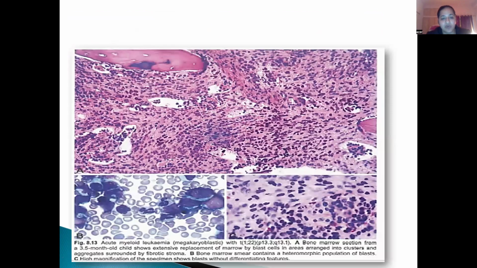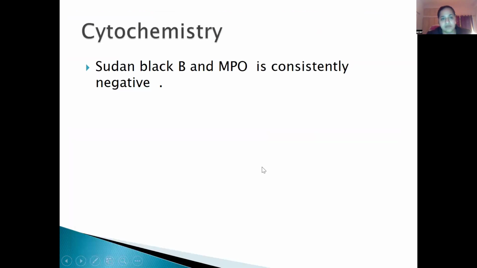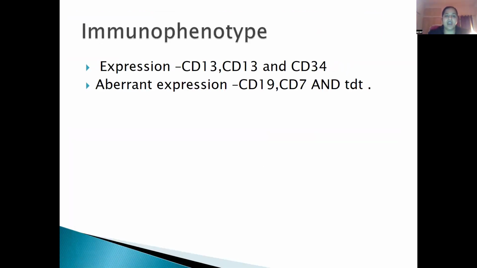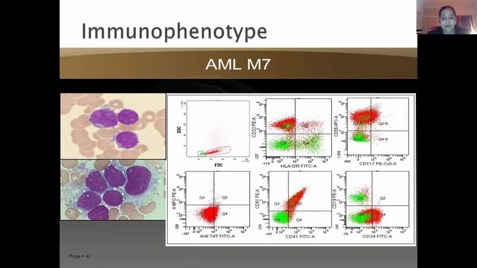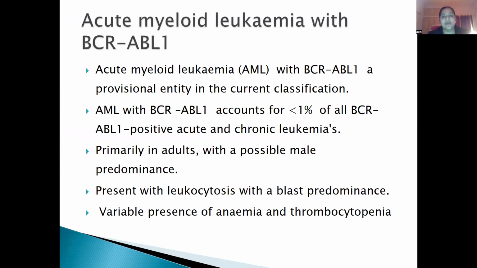It is basically the bone marrow picture, which is showing the extensive replacement of the bone marrow by the blastic type of cells. Okay. Sudan Black B and MPO is negative. Okay. There's the expression of CD13, CD33, CD34, which is seen in the blast. There is the evident expression of CD19, CD7 and TdT. Okay, AML M7.